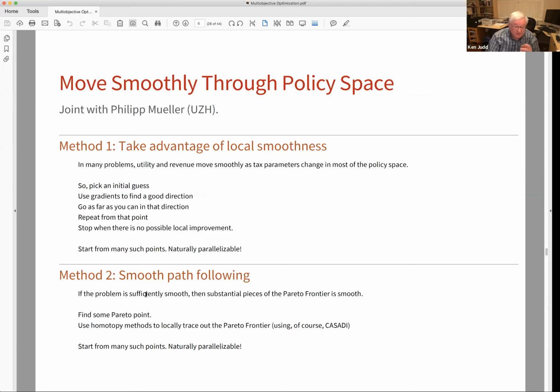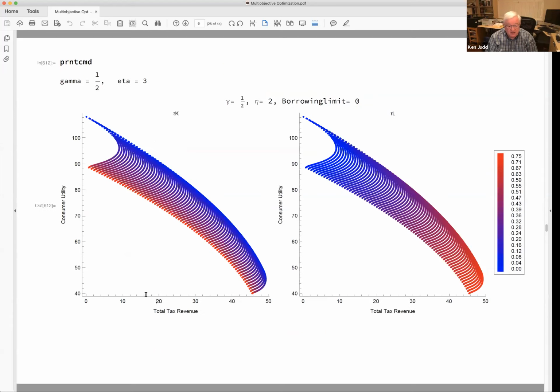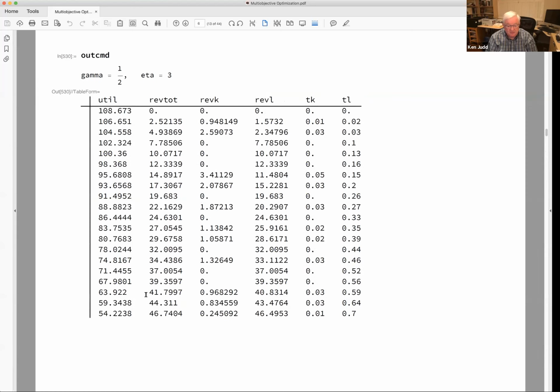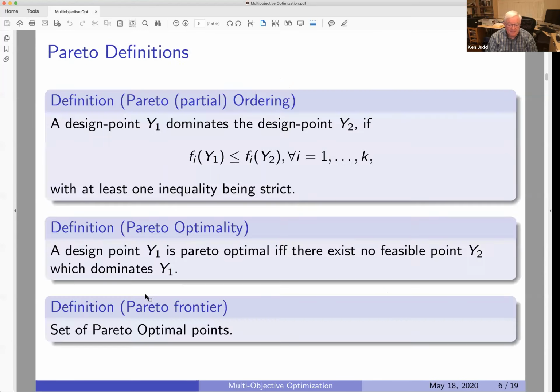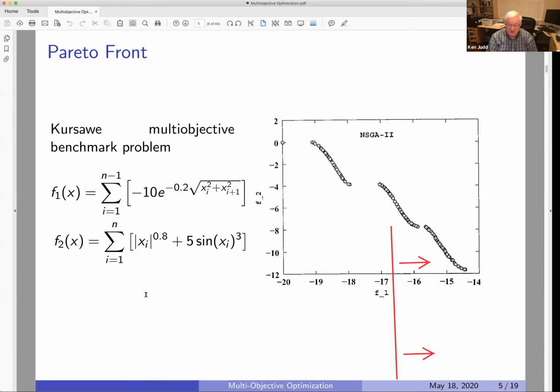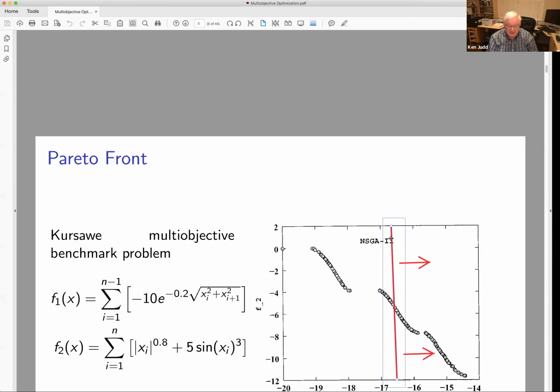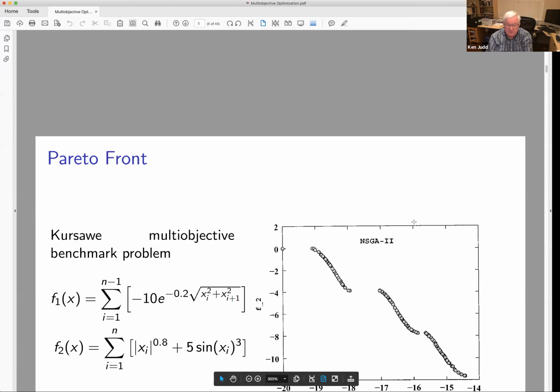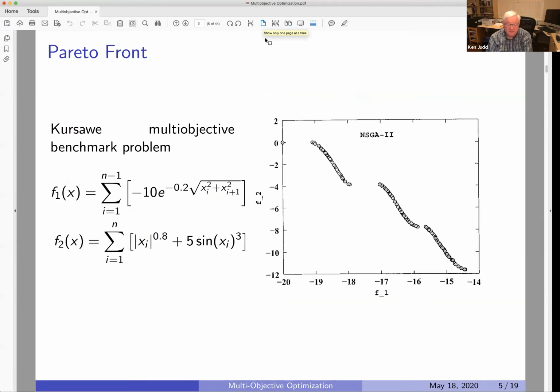Now, another idea that Philip is working on the coding for is, suppose the problem is sufficiently smooth, then what you could do is, and I'll even go back to the picture, the ugly one. Even back in this one where it's discontinuous, it appears that things move maybe smoothly through this.